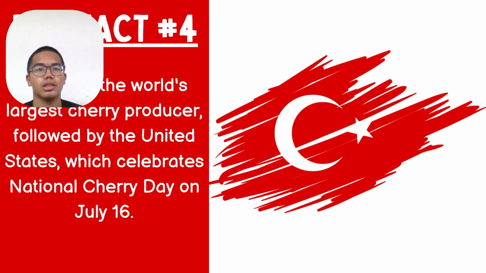Okay, fun fact number four. Turkey is the world's largest cherry producer, followed by the United States, which celebrates National Cherry Day on July 16. As you know, we discovered cherry first in Turkey, and then Turkey exported the cherry to the Romans, followed by Europe, and then Europe decided to cultivate the cherry, and then the United States got the stocks of cherry, which makes them the second largest producer, because the United States is very large in size. The country is very large, and they can plant a lot of cherry trees.